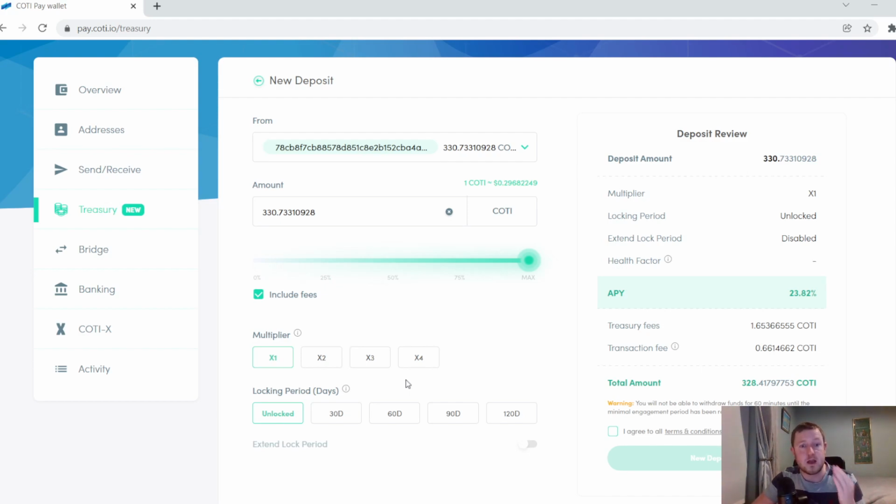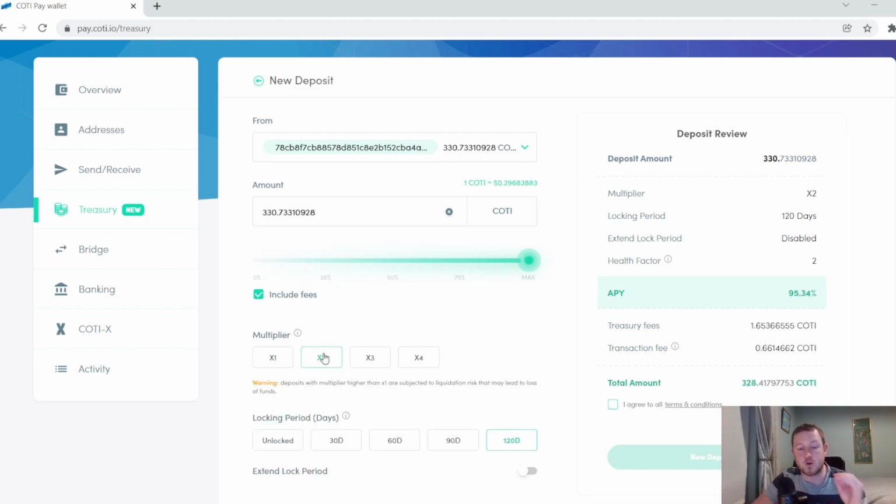For example, if I go with 1x and unlocked here at the moment, it is giving me an APY of around 24%. I can, however, increase this more by locking my COTI into the Treasury for a longer time period. So that just means I cannot withdraw it for up to 30, 60, 90 or 120 days. So if I select 120 days now, that will give me an APY of about 48%. And that is still with the 1x multiplier, which is risk-free.